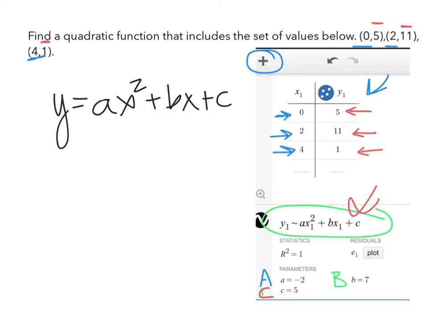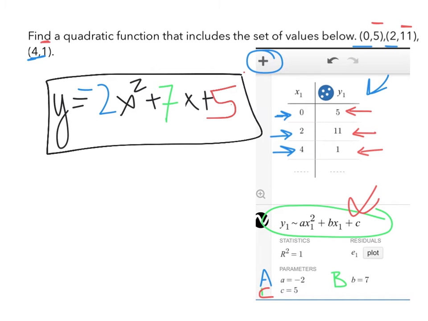So I plug in A, and A in this case is -2. Then I plug in, what does B equal? So B is equal to 7. So I plug in a 7, and then I plug in what C equals. And C is equal to 5. And that is what I'm going to plug in for my answer on Savas.